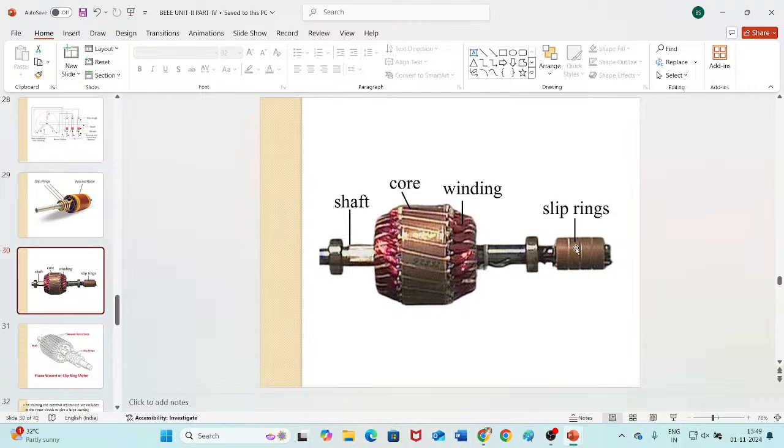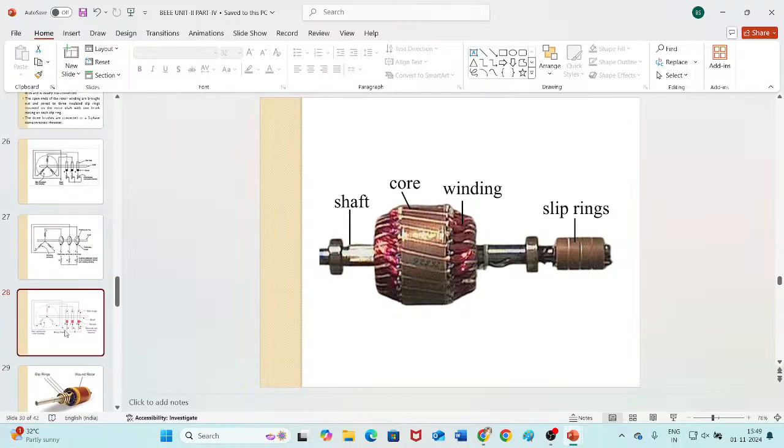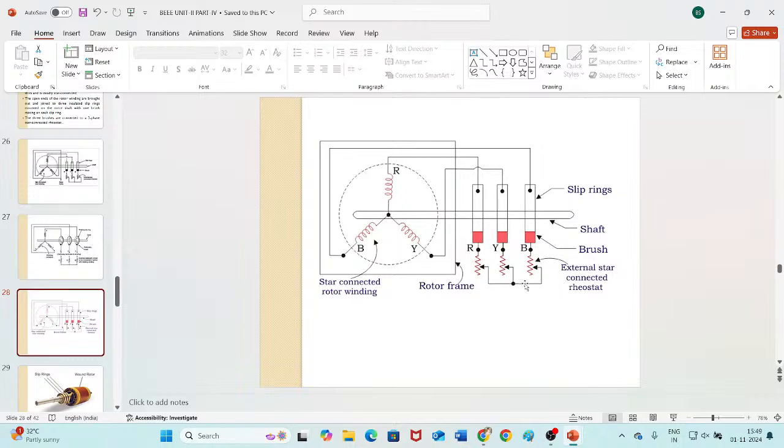I will show you in another image. You can see the brushes. Here these are the slip rings, and this brown colored portion is the brushes. Then the external resistor, the rheostat, is connected here. The purpose of the external rheostat is to have high starting torque.